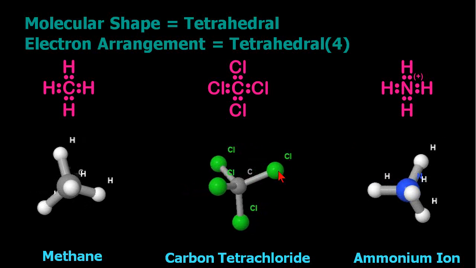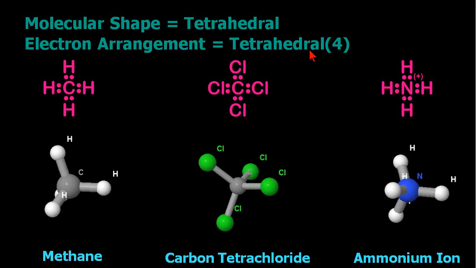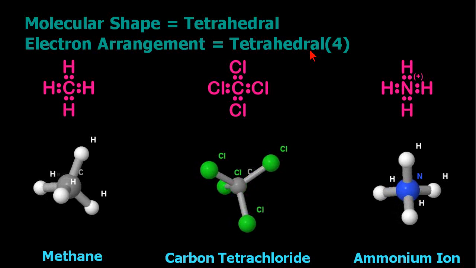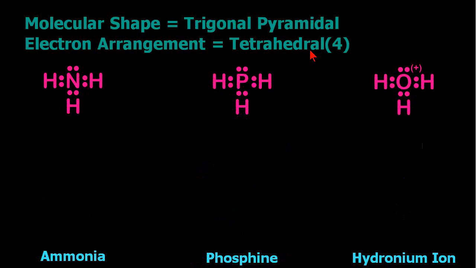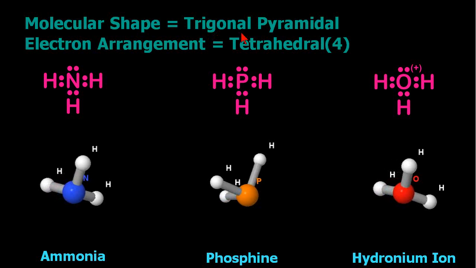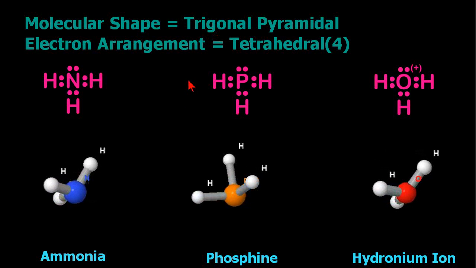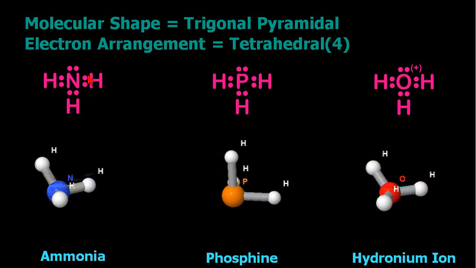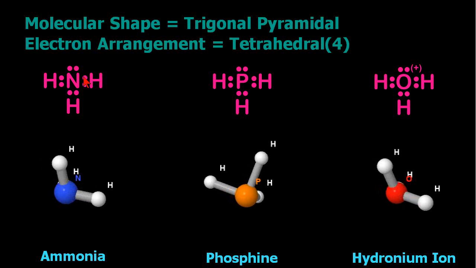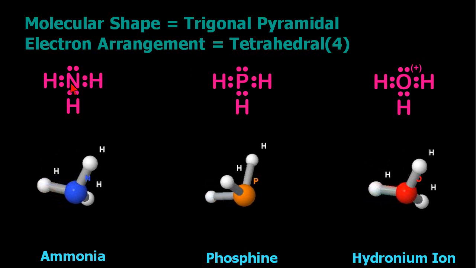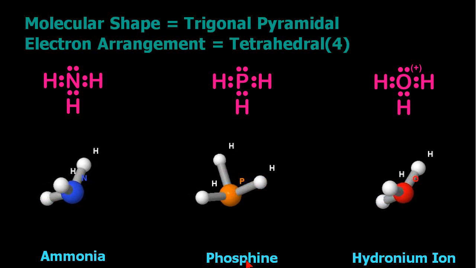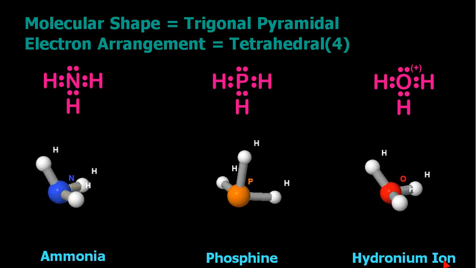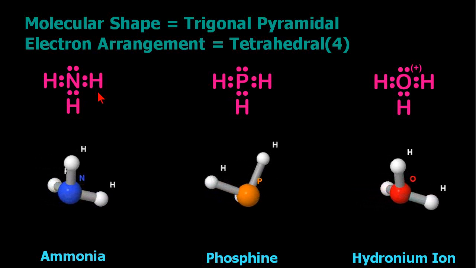If we take 1 leg of the tetrahedral away, the resulting shape will be the next molecular shape. That would be a trigonal pyramidal shape. It looks like a pyramid versus trigonal planar. And it still has 4 pairs of electrons around the central atom. And we have ammonia, phosphine, and the hydronium ion. And here are the associated Lewis dot diagrams.